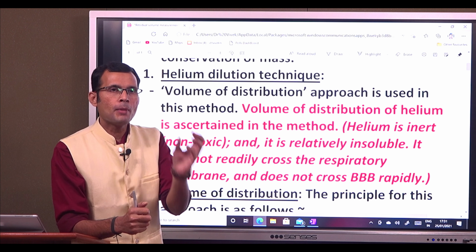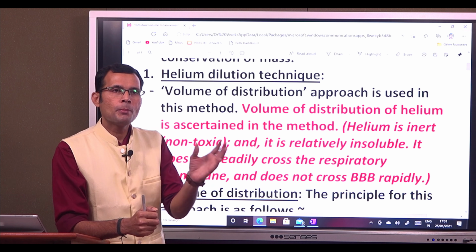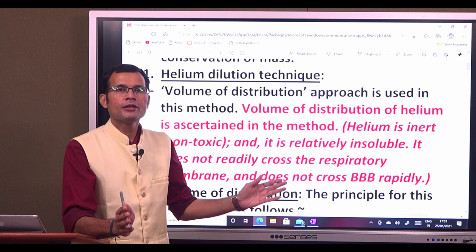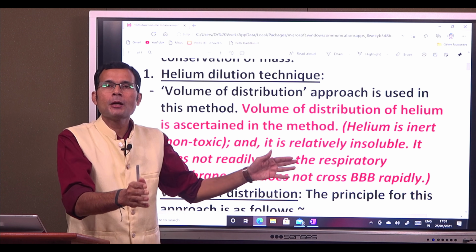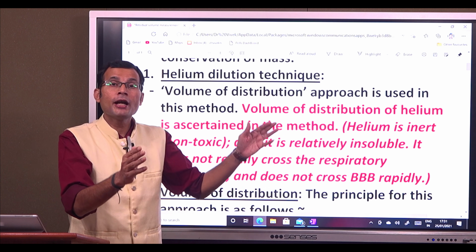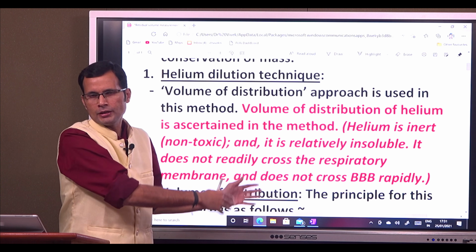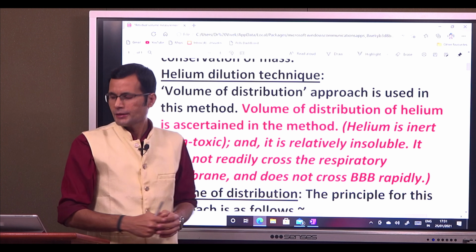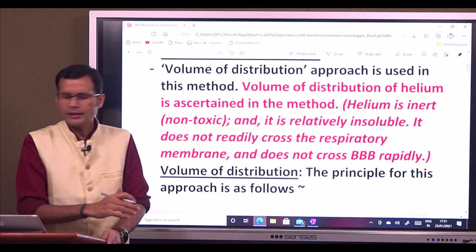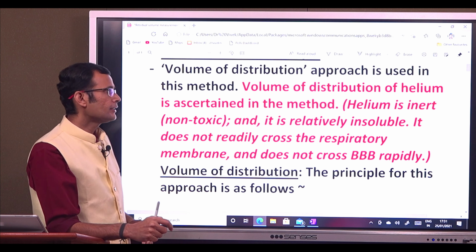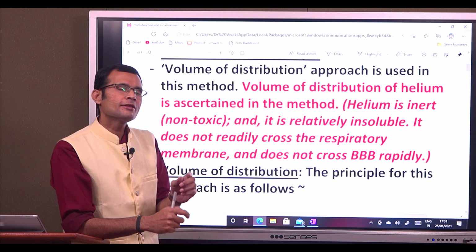There is a known mass or known volume of helium, and it will be distributed in a specific compartment, and we are measuring the volume of that compartment. We will see what that compartment is with a diagrammatic representation. So basically, the volume of distribution of helium is going to be ascertained by this method. Why do we select helium?